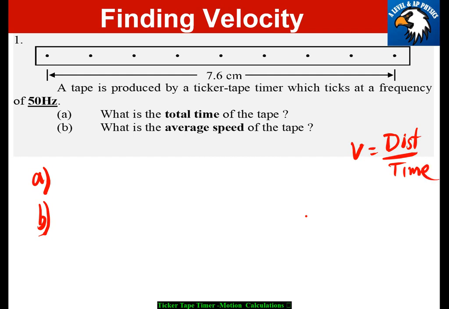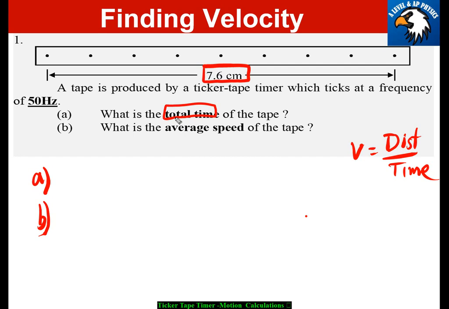When we are talking about velocity, we will talk about displacement. In this case, the body is moving in a straight line, so the distance and displacement are equal. As you can see, the displacement is given to us, that is equal to 7.6. Now question A, first of all, is asking us to calculate the total time.